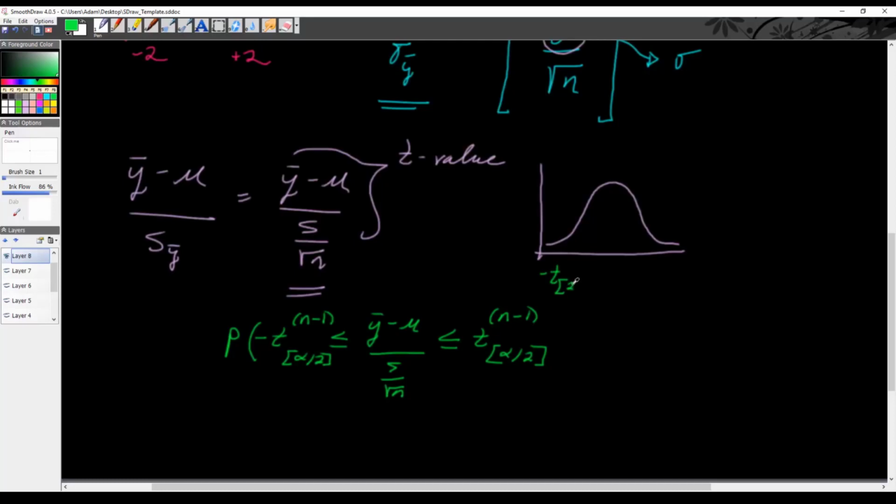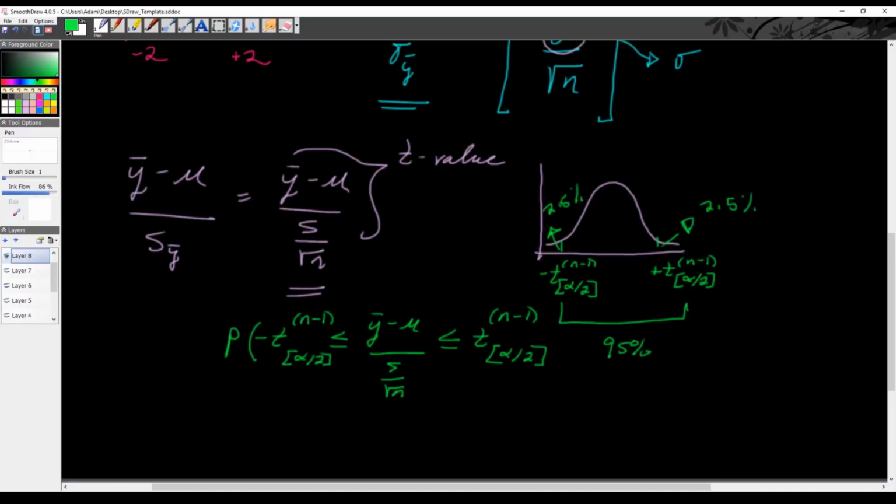So basically what I'm saying is that I can find the negative t value that puts alpha divided by 2 area in the tail with n minus 1 degrees of freedom, and this positive t value, alpha divided by 2 with n minus 1 degrees of freedom. So if I put, let's say, 2.5% in each tail, and I find those critical t values, then I've got a 95% interval.